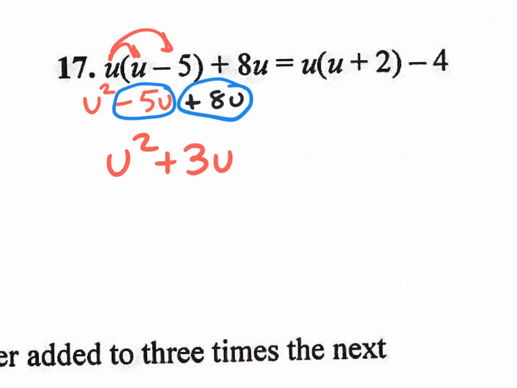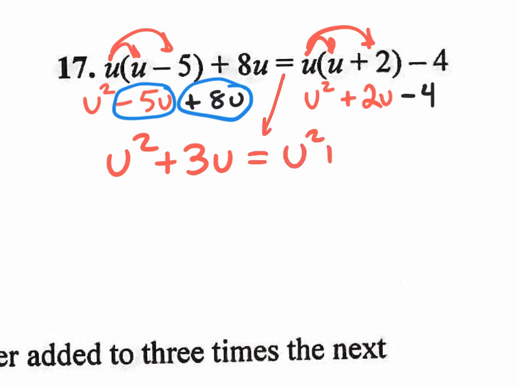Now let's do the right side of this equation. U times u? U squared. U times 2? 2u. Bring down the minus 4. Out of those 3 terms, could you combine any of those? No, you cannot, right? They're all different terms. If you think, oh, what about the u and the u squared and the u? They're different. You cannot combine them. So let me just rewrite everything. My equal sign is going to come down. The right side is going to be u squared plus 2u minus 4.